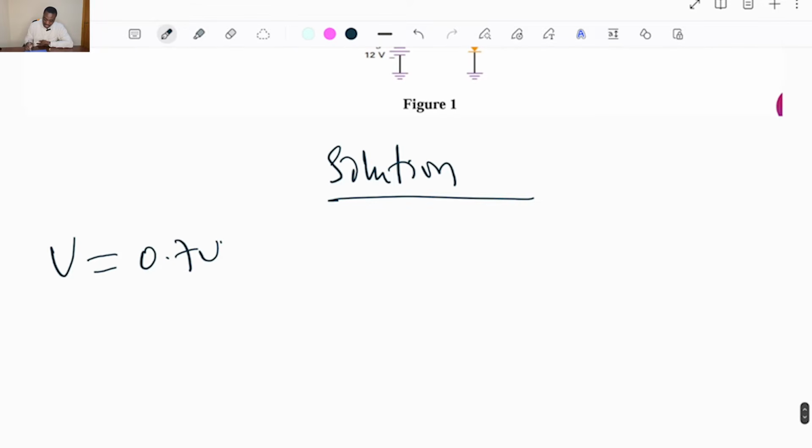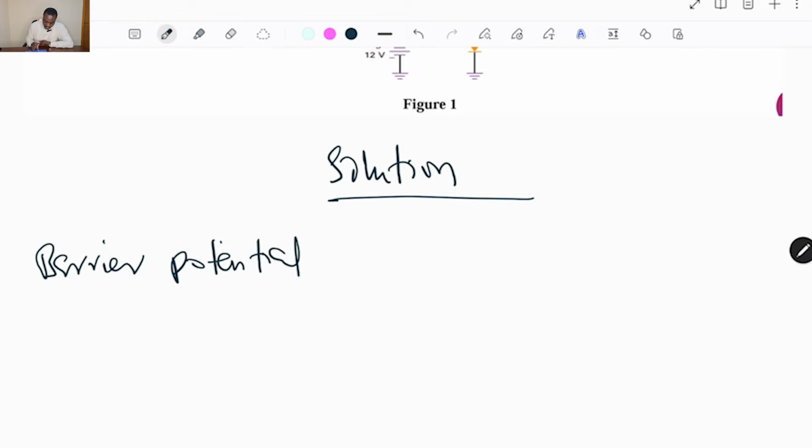All right, so let me write here: the barrier potential of silicon is 0.7 volt.